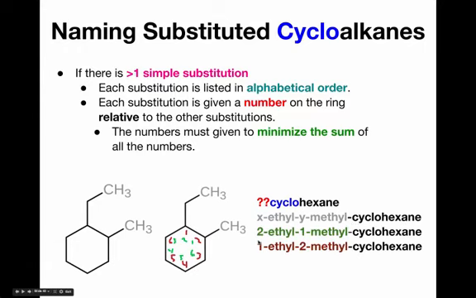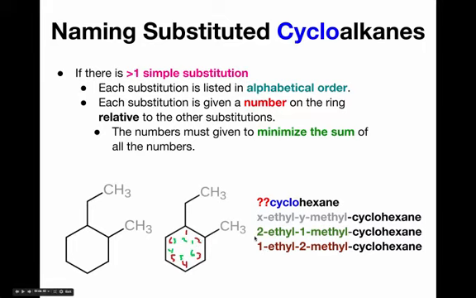So we have two possibilities here. We could either number our molecule as 2-ethyl-1-methyl, that's using the green numbers, because in using the green numbers, this ethyl substitution is at carbon number 2, and this methyl substitution is at carbon number 1. So we could call it 2-ethyl-1-methyl cyclohexane. Alternatively, we could use the red numbering system, and we could say that the ethyl substitution is at carbon number 1, and the methyl substitution, this one over here, is at carbon number 2.